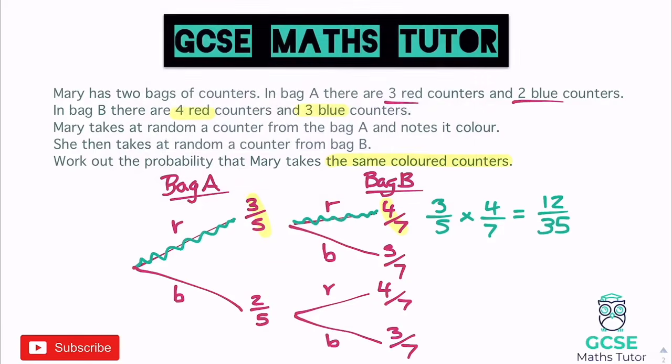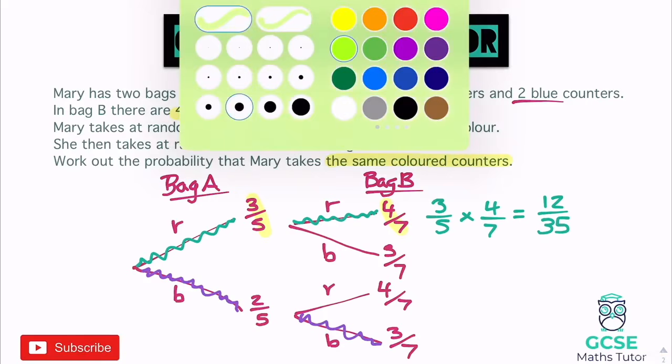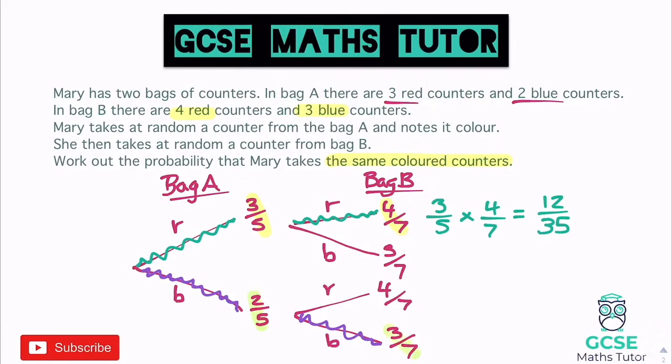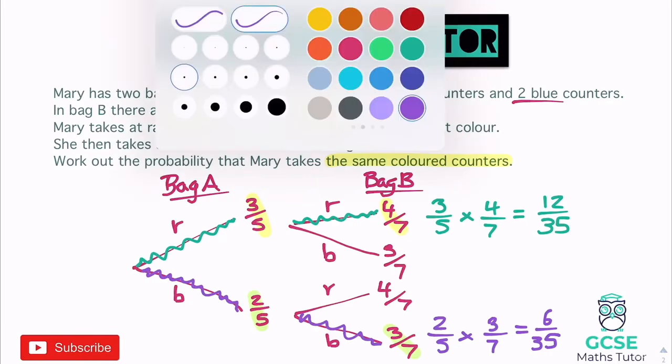And then obviously thinking about the fact of the same colours, we could have two blues. So if I go through blue 2/5 and through the other blue 3/7, that's going to give us our second probability there using those two fractions. So if we write those down, we have 2/5 multiplied by 3/7, and that gives us 6 on the top and 35 on the bottom. So telling us there's 6 out of 35 potential ways of getting two blues.